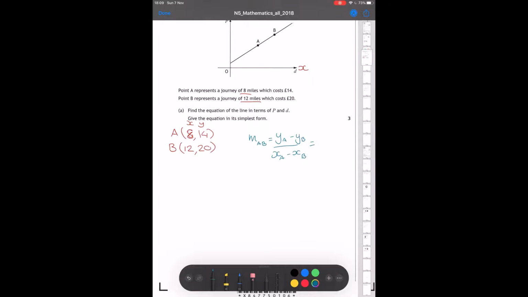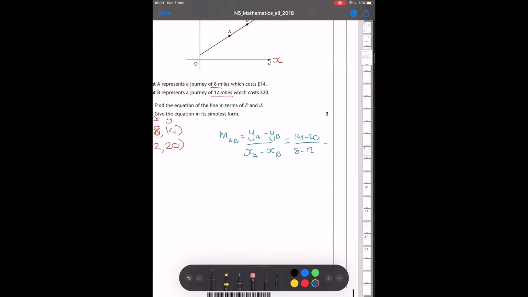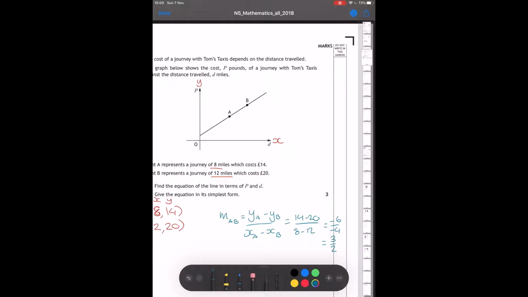So y a is 14 minus 20, and then 8 minus 12. Which is equal to negative 6 over negative 4, which is equal to positive 3 over 2. Now, does this look plausible? Yes, because the gradient should be positive, because this is sloping upwards. So, if I got a negative gradient, and this line was sloping upwards, go back and check your answer. Because you might have made a mistake with the negatives.